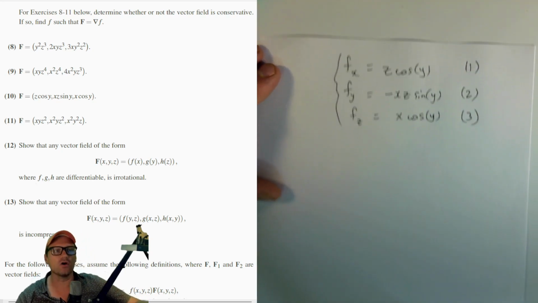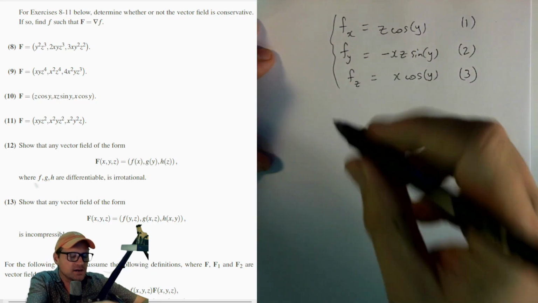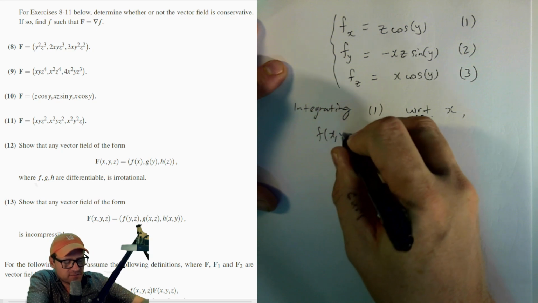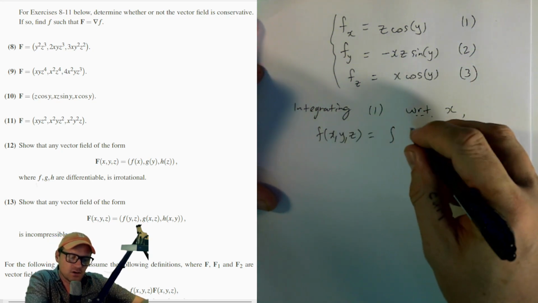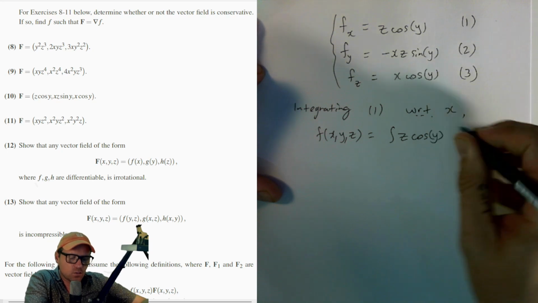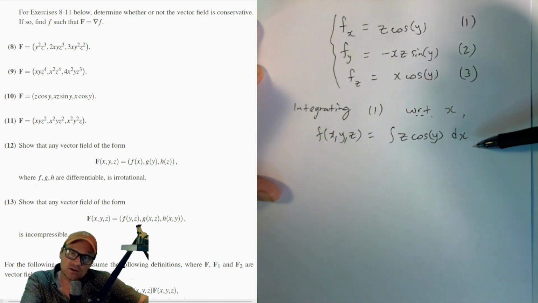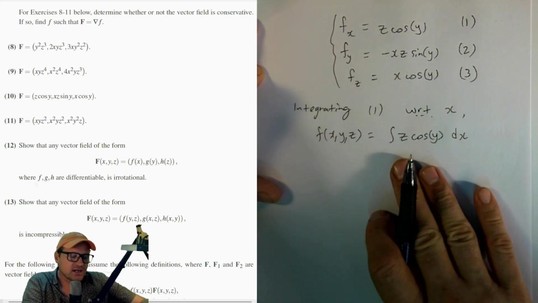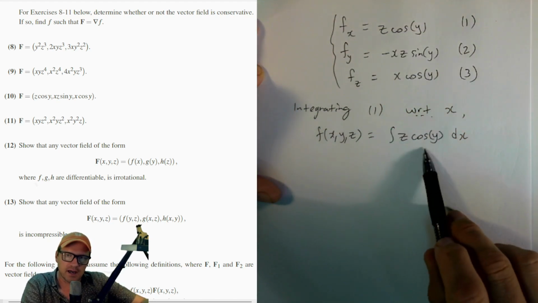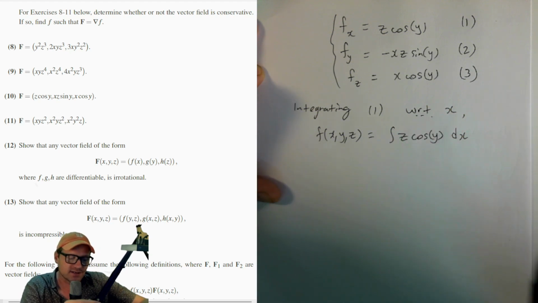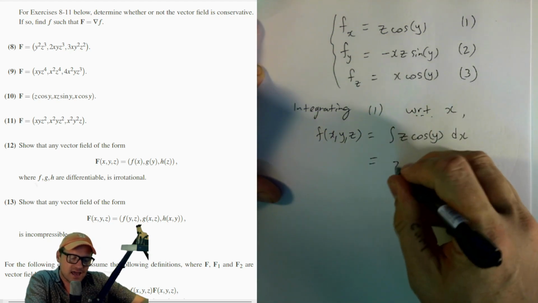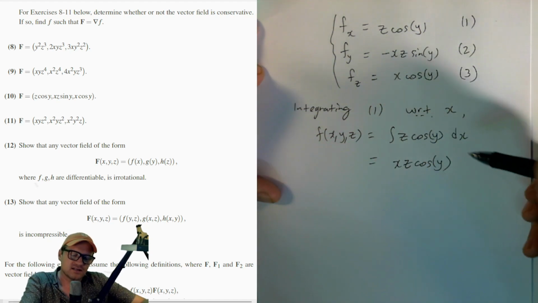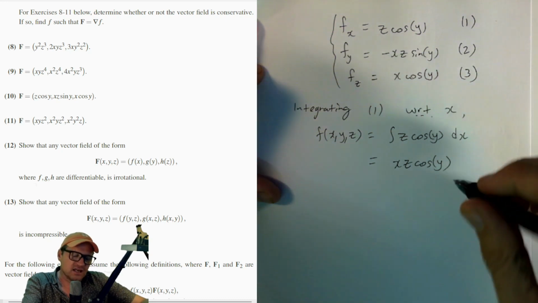Okay, so now to solve this system, we'll take equation 1 and integrate both sides with respect to x. And so we'll get f is a function of x, y, and z. It's equal to the integral of z cos of y with respect to x. This is to be understood as taking that integral partially, because this was a partial differential equation. Okay, so integrating z cos y. Now z and cos y, they don't have x in them, so we can treat those two as constants. And so this integral here is x z cos of y. And then we need a plus c in our integral, but since this is a partial integral, the analog of c is a function.